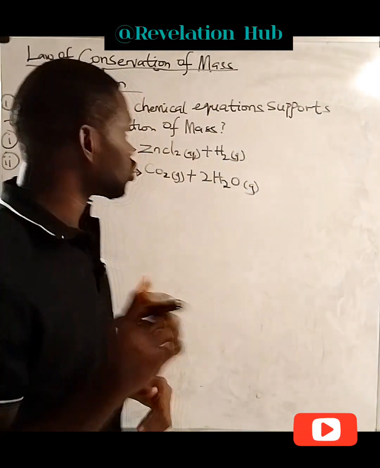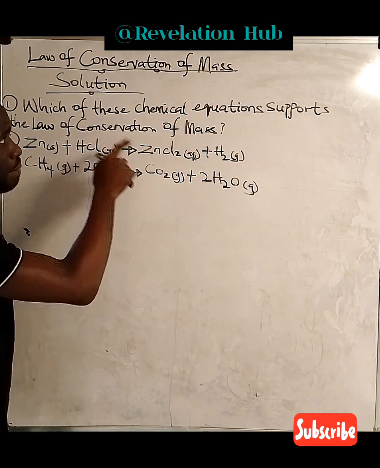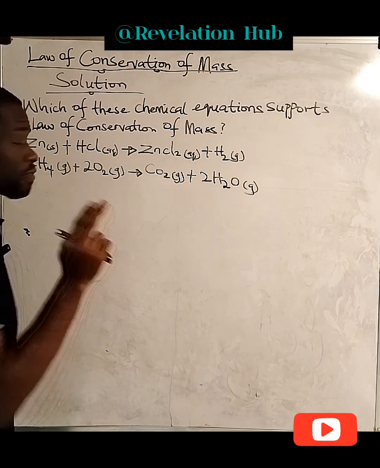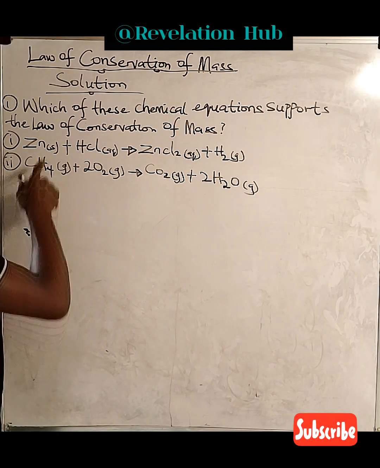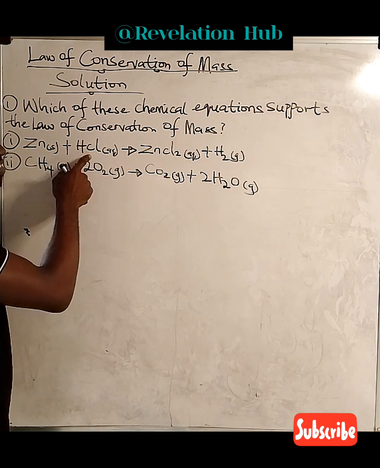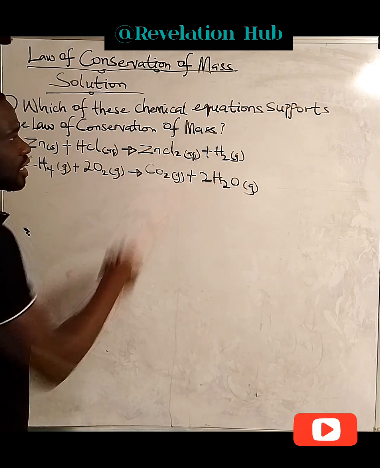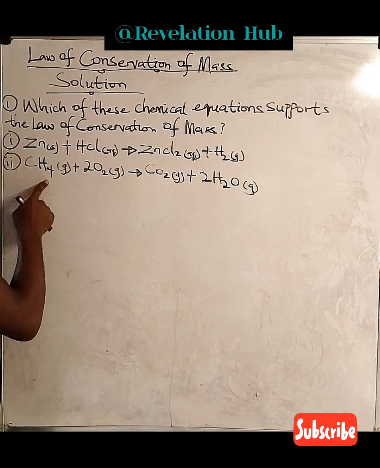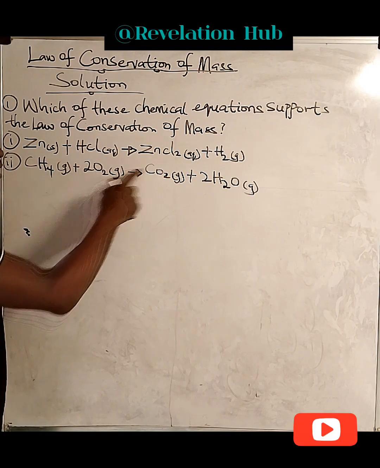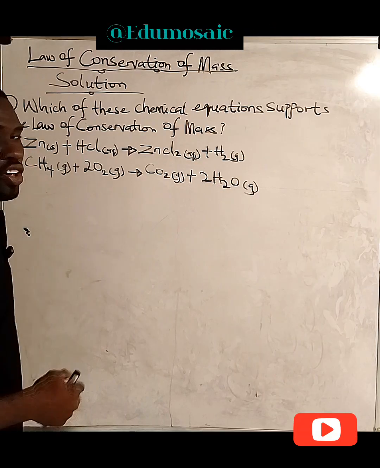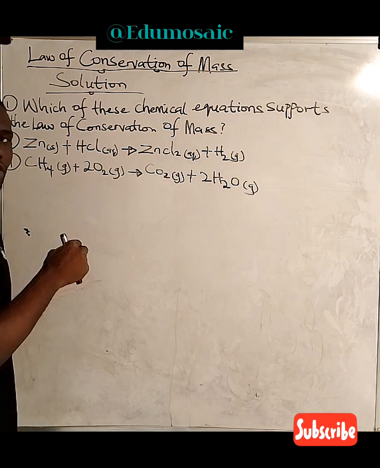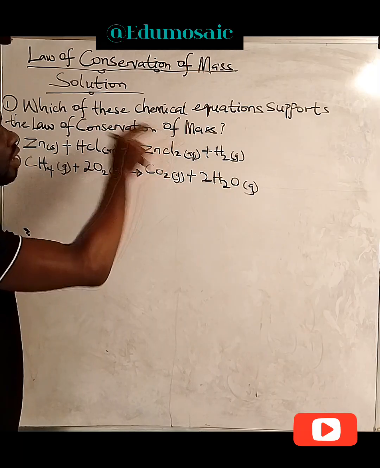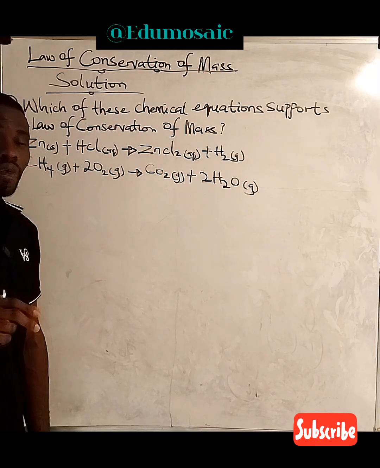And here was the very first question we were given: which of these chemical equations supports the law of conservation of mass? Now we have two major equations here. The first is zinc reacting with HCl to give us zinc chloride plus hydrogen gas. And the second equation we have is methane gas, CH4, plus oxygen to give us carbon dioxide and water. So the question is, which of these equations obeys or supports the law of conservation of matter or mass? And don't forget what the law says.